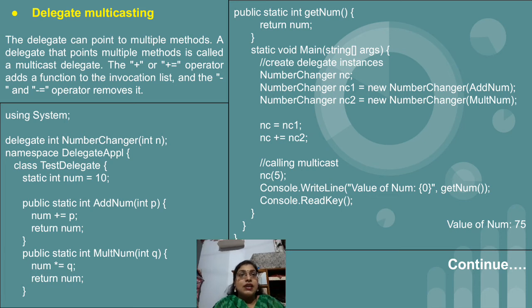If you are writing nc1 into round bracket 5, nc2 into round bracket 5, then we will not call it a multicast delegate, that is a normal delegate. It is not multicasting. Multicasting means if we are passing the reference of one or more than one delegate object to a single delegate object, then we can call it multicasting.